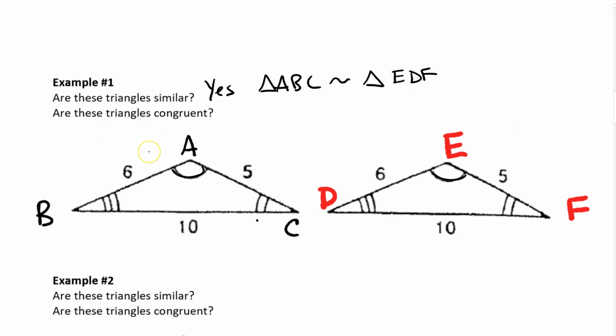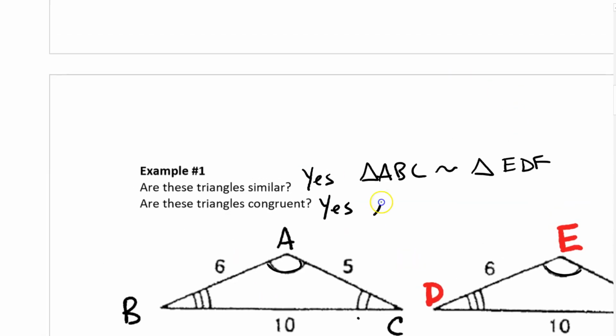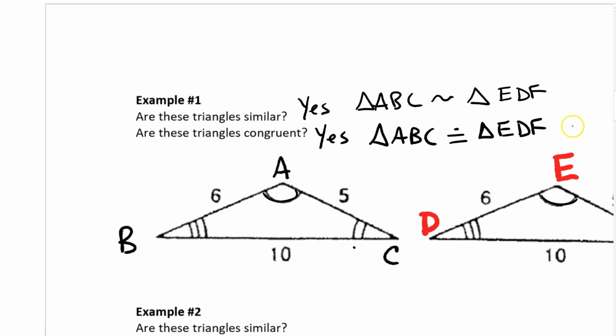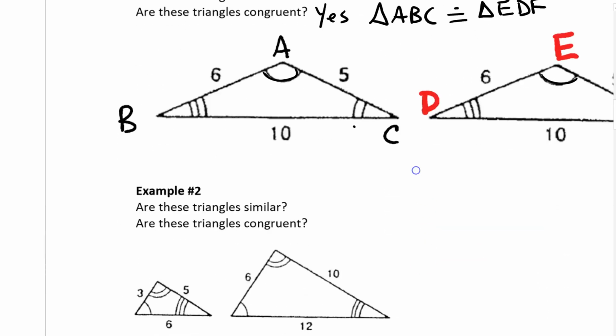Are these triangles congruent? Yes. Here, I'll show you how to do the congruency. Triangle ABC congruent with a dot over top, or equals with a dot over top. And same idea, I have to get the order of the letters right. Okay, we don't have to do that every time. I'm just showing you how.